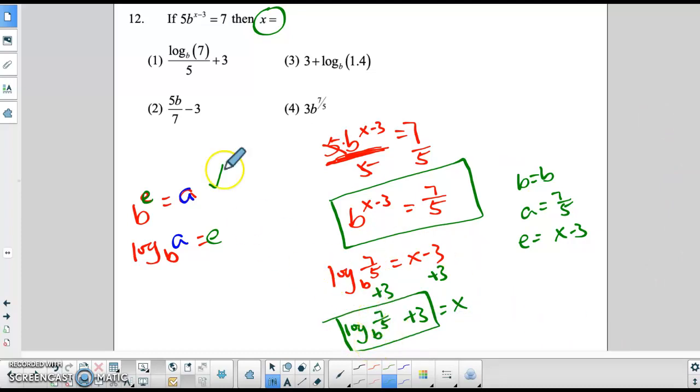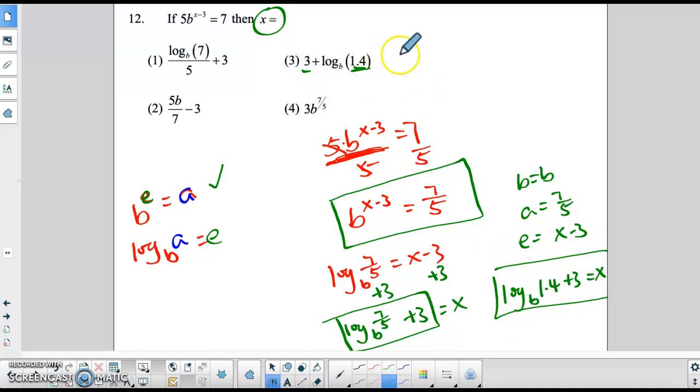Okay, now, if you look at the choices, we don't see it. It doesn't mean we got it wrong. 7 over 5, if you convert it into decimal, it will become 1.4. Okay, so we have our answer, this one. Doesn't matter if you want to switch those two, you put the 3 in the front or in the second place, it doesn't really matter. Okay, so this is our answer.